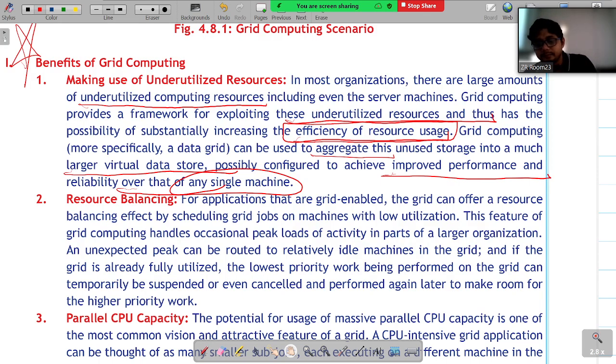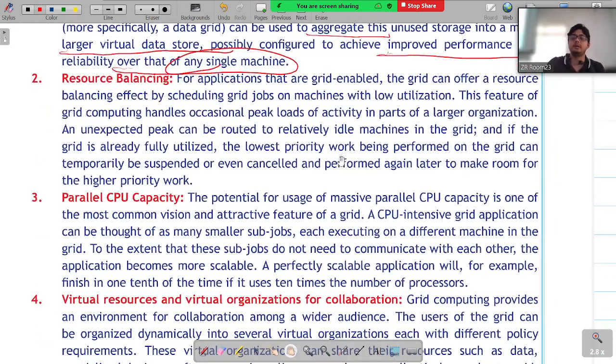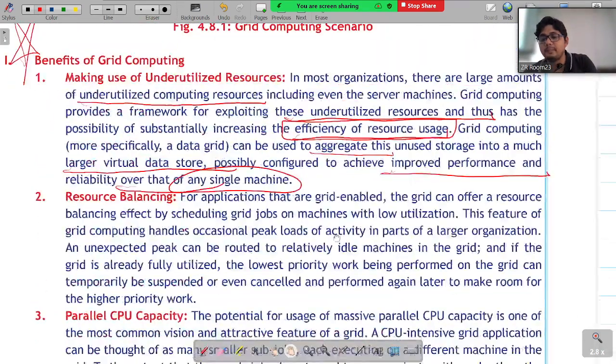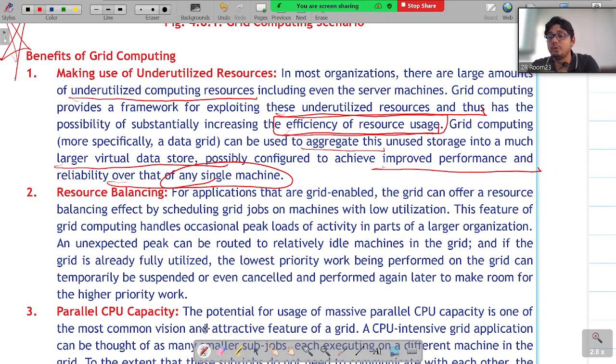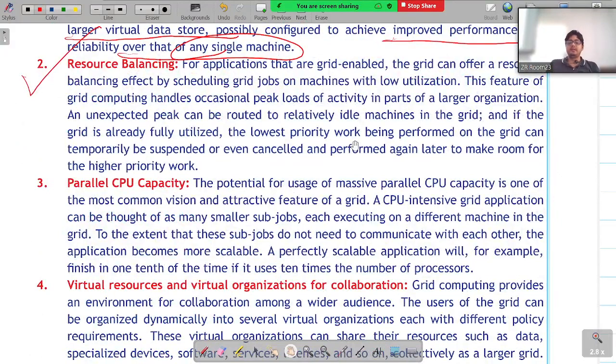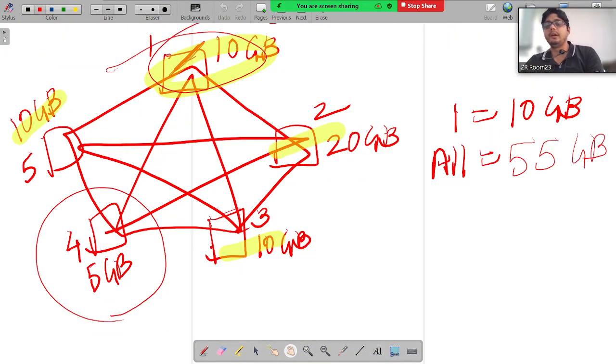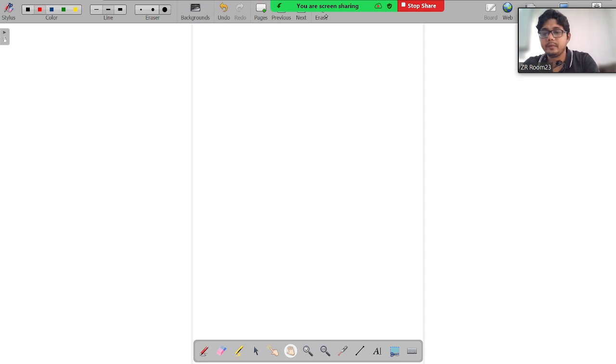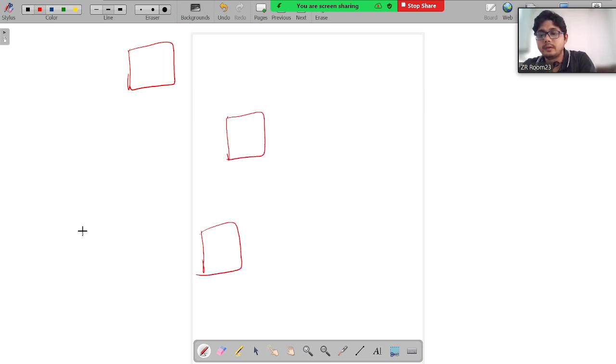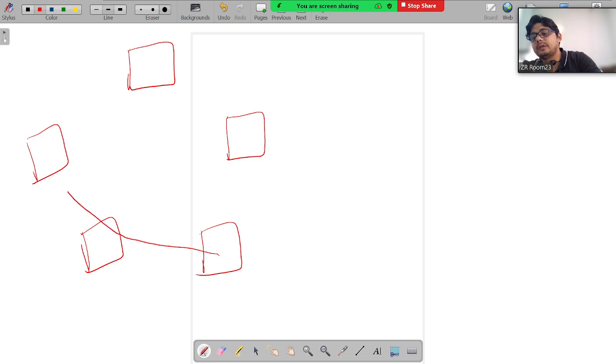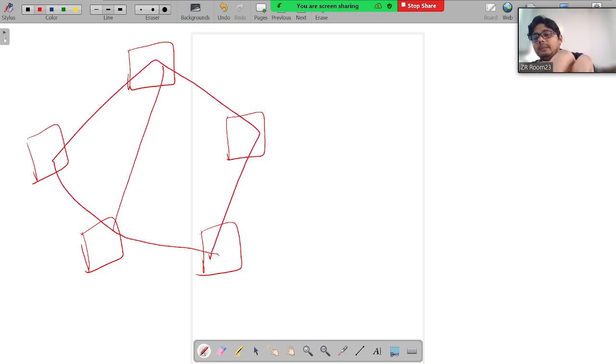Now listen here. Second point, very important. Resource balancing. Just tick mark the point. We are not doing all the points. Each point is of 2 marks. Resource balancing. Now listen here. Again I am drawing a grid. Now listen. Whenever I tell grid, that means all computers connected with each other. Are you getting my point?